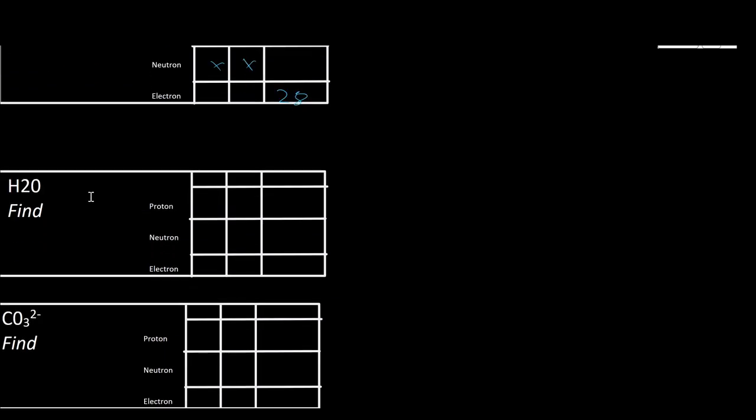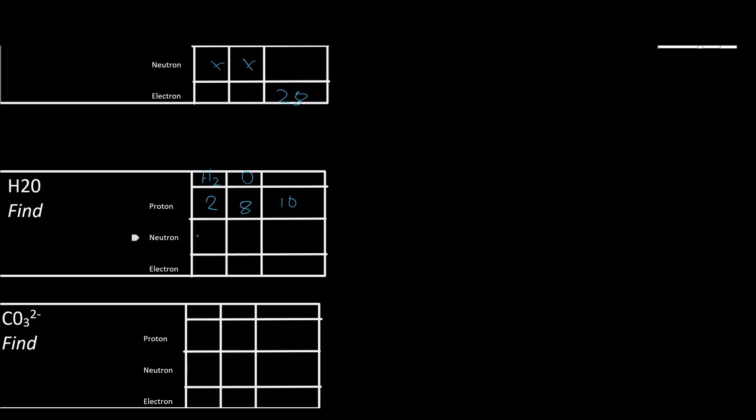Let's do H2O. So we put H2 and then we put O here. What is the number of protons? Well, it's going to be 2 because each hydrogen contains 1. And what is the number of protons for oxygen? Well, it's going to be 8. So in total, we have 10 protons for H2O, for water.